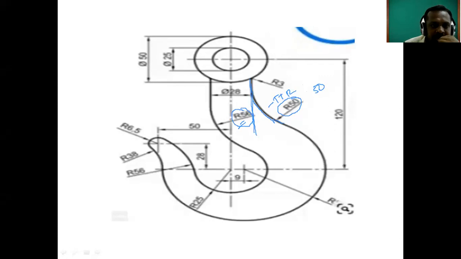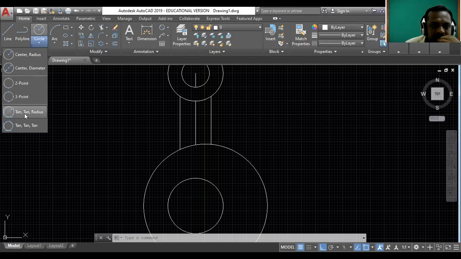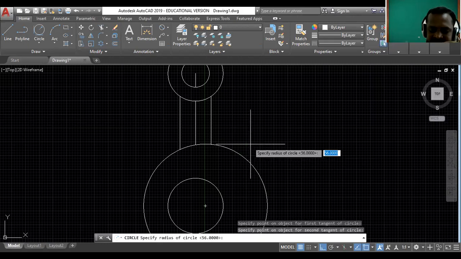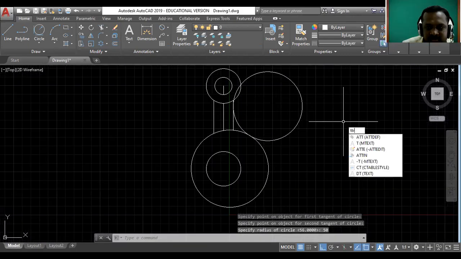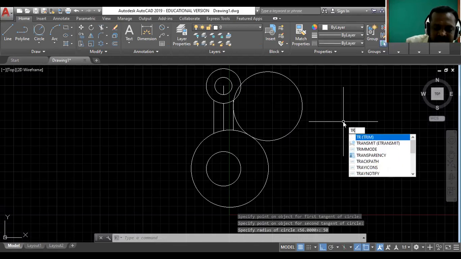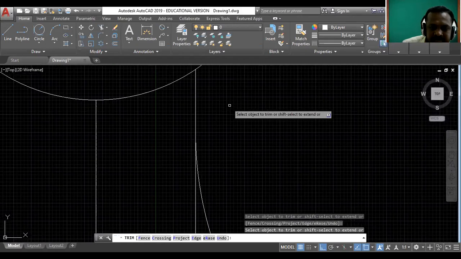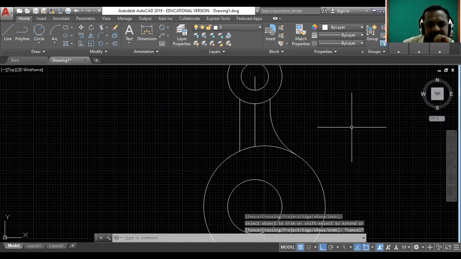Okay. Take the 10 radius circle. Then select this line. Select this, and what is the radius? 50. So trim the unwanted portion, TR, double enter. Okay, so understood? Yes.